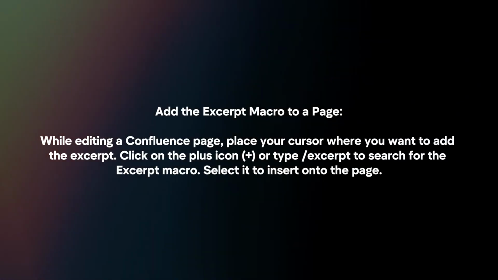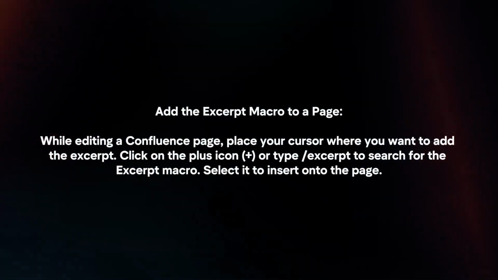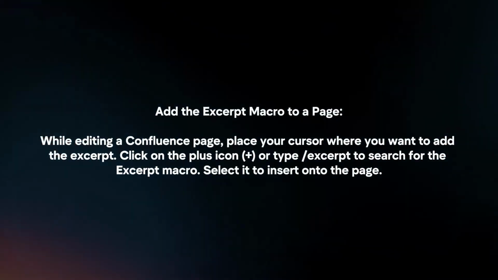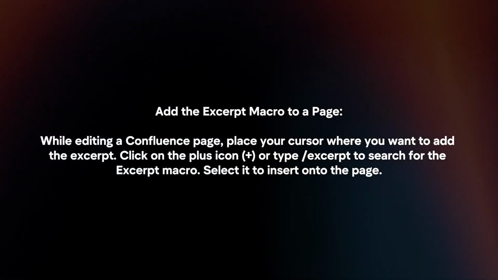Add the Excerpt macro to a page. While editing a Confluence page, place your cursor where you want to add the excerpt. Click on the plus icon or type /excerpt to search for the Excerpt macro. Select it to insert onto the page.